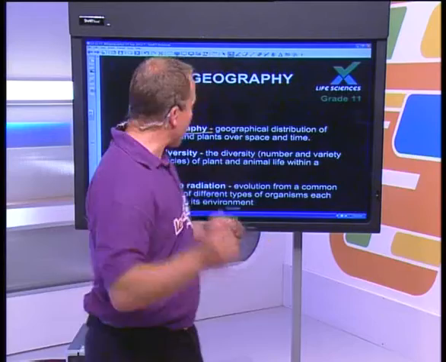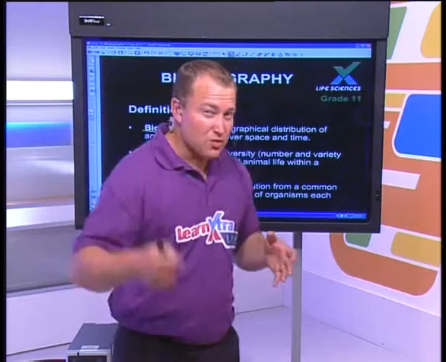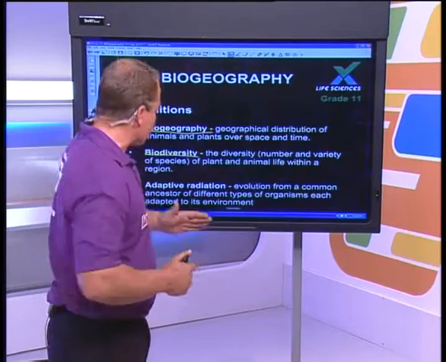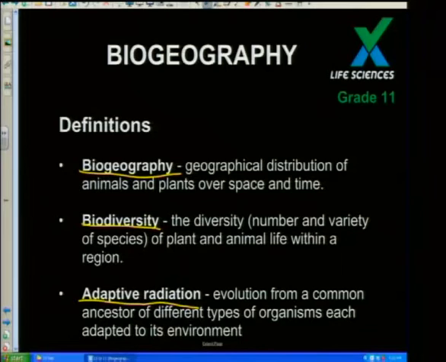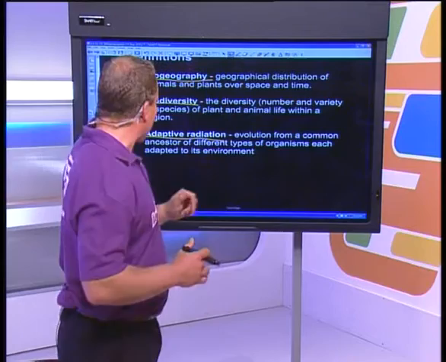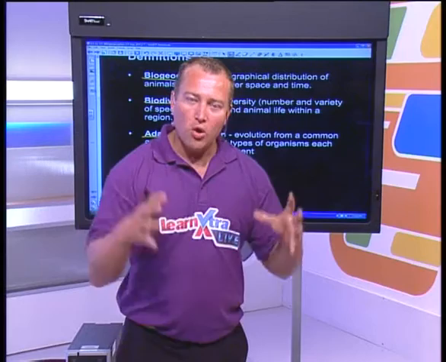We all know what biodiversity is. Remember, I spoke to you a couple of weeks ago about it. It's the diversity, or the number or variation, of different animals in a specific area. And then, of course, this is the big word: adaptive radiation. Now, you know radiation as Spider-Man getting bitten by a spider and changing into a man that can throw webs around and going mad. It's not that. Adaptive radiation is evolution from its ancestors and how it changes to adapt to its environment. The whole thing about you is adaptation.